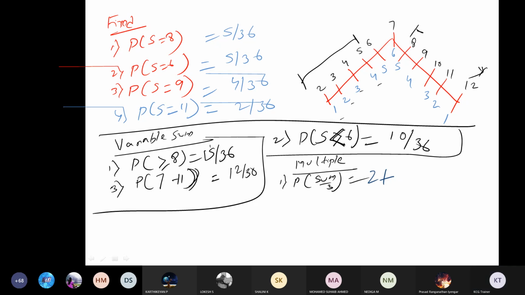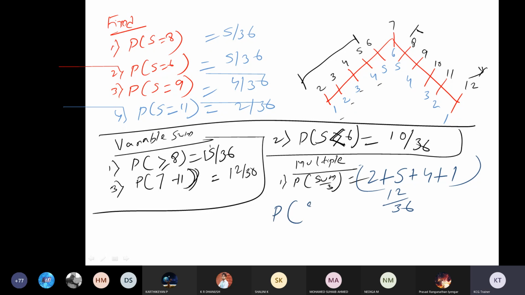6 and 9, sir. So what numbers can you see below 6 and below 9? For 6, it is 5. For 9, it is 4. The next multiple after 9? 12. So you add everything and that gives you the sum divisible by 3. That is nothing but 12 by 36.